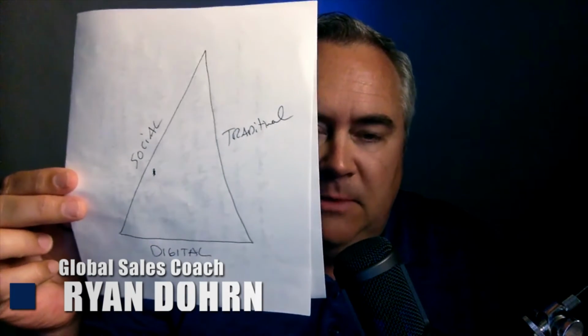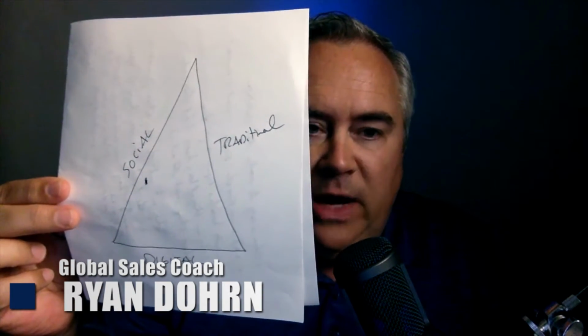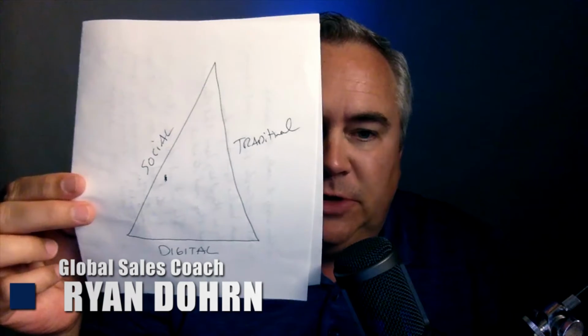Like I showed on a previous tip, I would draw out the three main things people do when they are buying media: social, traditional, and digital media. I would draw that out on the screen. This is just an example.